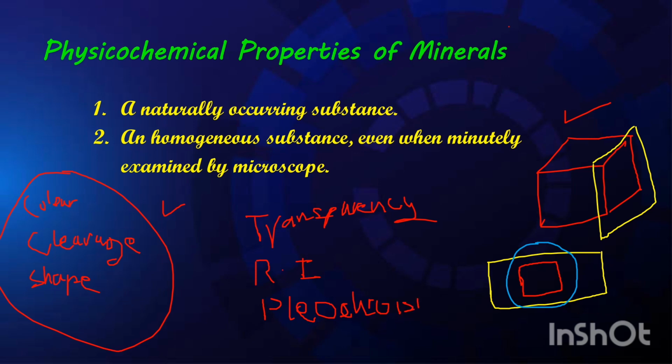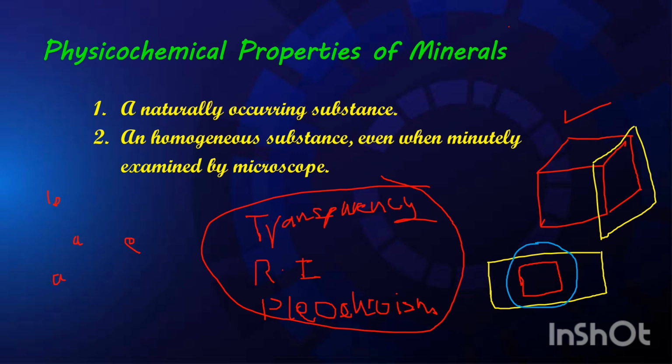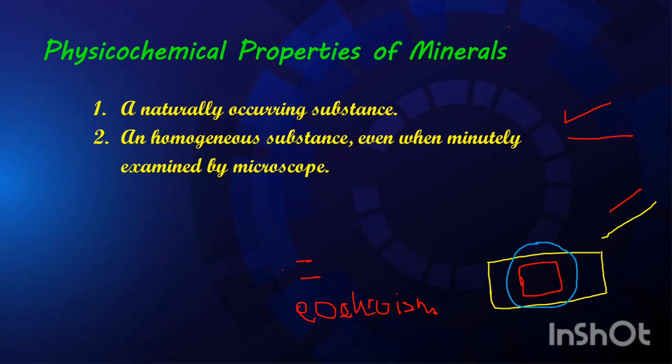These properties are also the same under a microscope and in a hand specimen. So we can say that it is a homogeneous substance. It exhibits all the properties even when examined minutely under a microscope. So this is what defines a mineral: minerals are homogeneous substances.